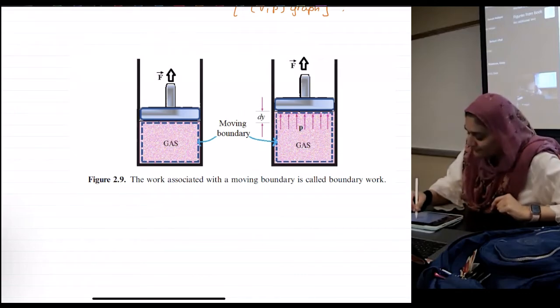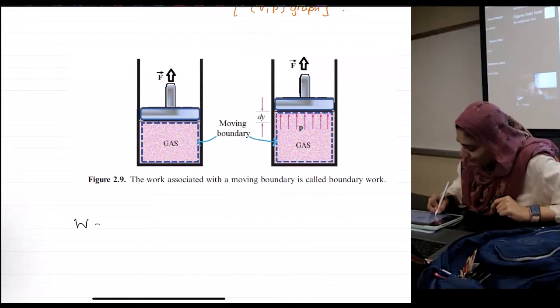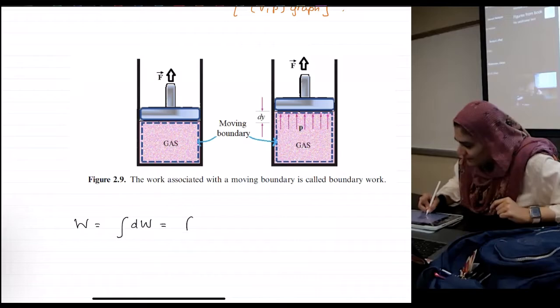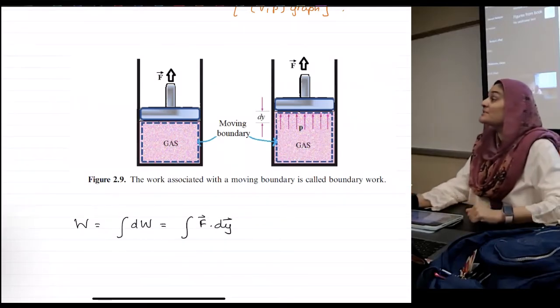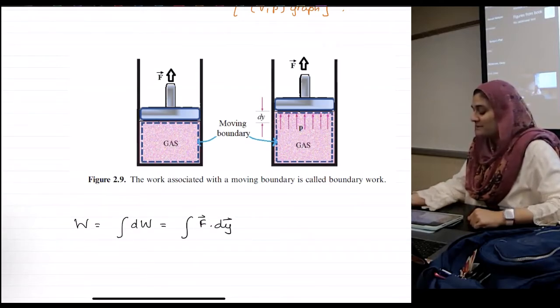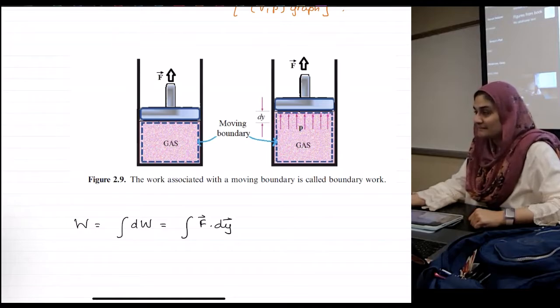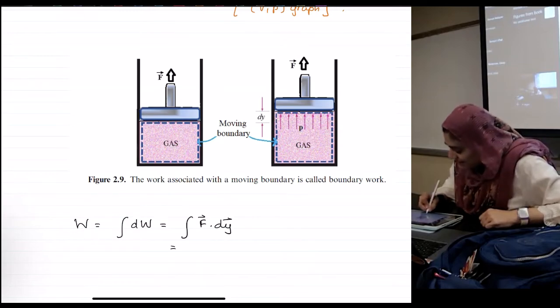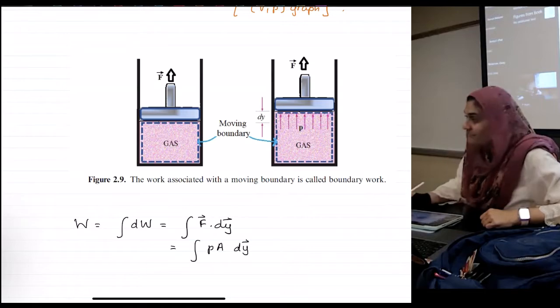Now, where does it come from? What is work? Is work F dot dy? Right? Work was force times displacement. If I call this my dy, can I write work as this? What is force in terms of pressure? Pressure is force per unit area. May I rewrite this as PA dy?